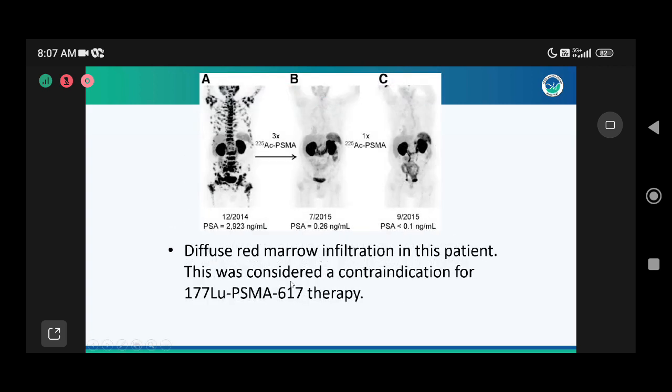So this is one of the first cases published who has received actinium PSMA. If you see the left side, PSA level of 2923 and diffuse involvement of almost all the bones, in which lutetium PSMA is contraindicated because there is significant involvement of bone and hematological dysfunction itself. But in this patient, when he received actinium PSMA after 4 cycles, he got a complete response.